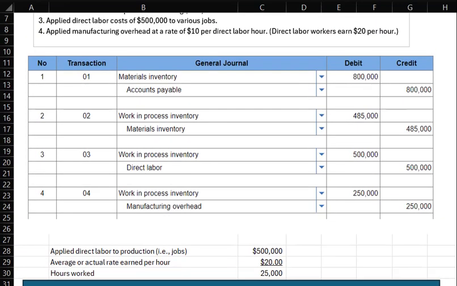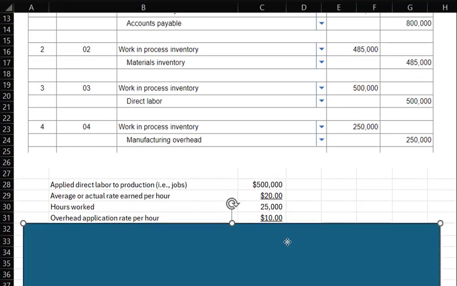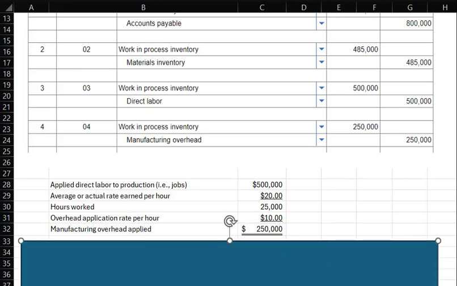Now I'm going to slide back up because they told us that the manufacturing overhead rate is applied at $10 per direct labor hour. Well, now that we know the hours, we can jot in the application rate, which is $10 given to us, and we can calculate that the manufacturing overhead was $250,000. Okay, so that's how we come up with the $250,000 entry, which is a debit or an increase to work in process inventory, and then a credit to the manufacturing overhead account.